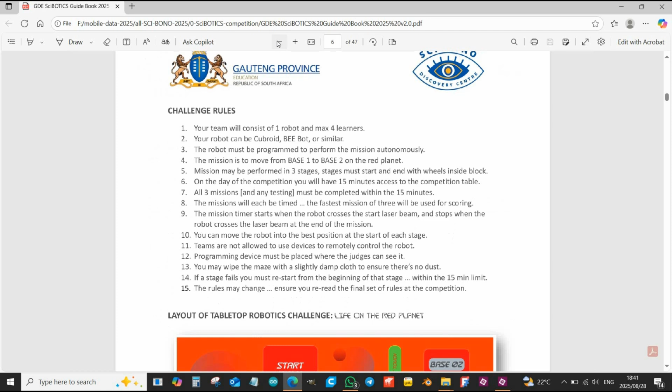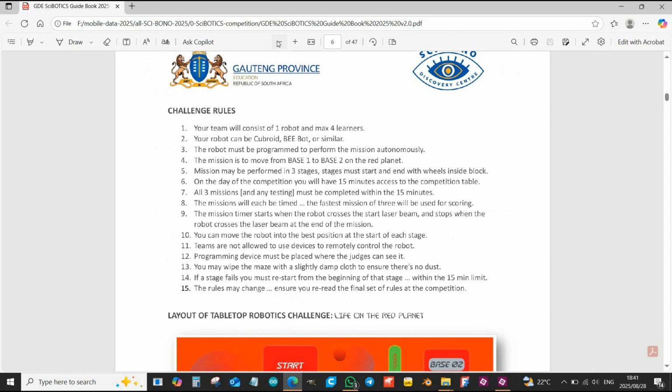The mission is to move from base 1 to base 2 on the Red Planet. The mission may be performed in 3 stages. Stages must start and end with the wheels inside the blocks. On the day of the competition, you will have 15 minutes of access to the competition table. All 3 missions and any testing you'd like to do must be completed within the 15 minutes.